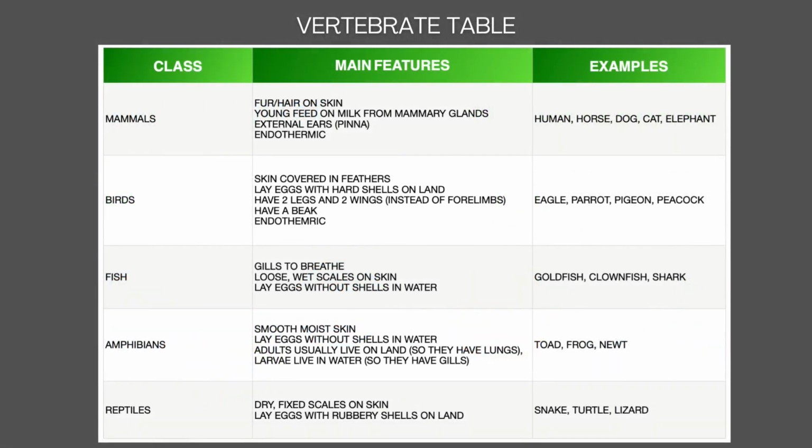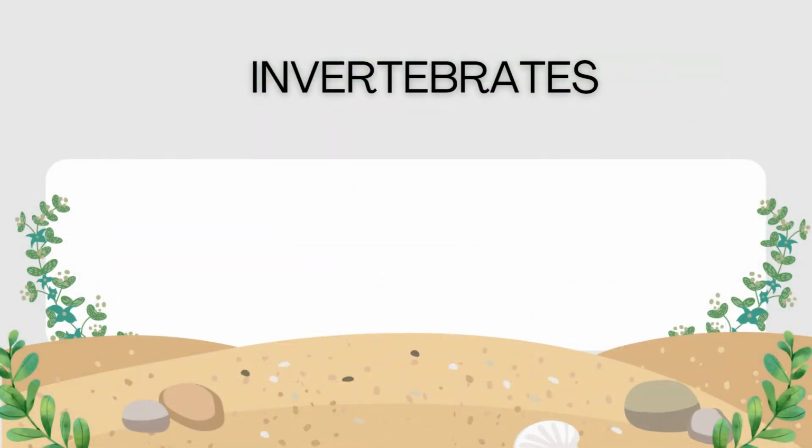Vertebrates are split into 5 different classes. Namely, these are mammals, birds, fish, amphibians, and reptiles. I have listed their main features here. These are important and you should be able to remember, recall, and recognize these for the exam, so I suggest you memorize these. Now, for invertebrates.